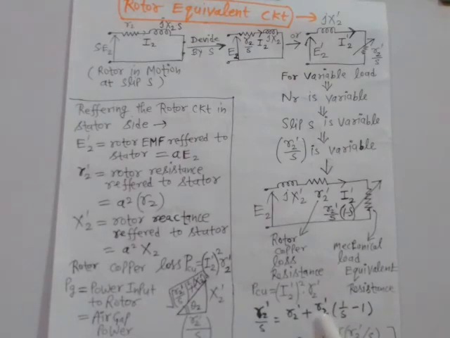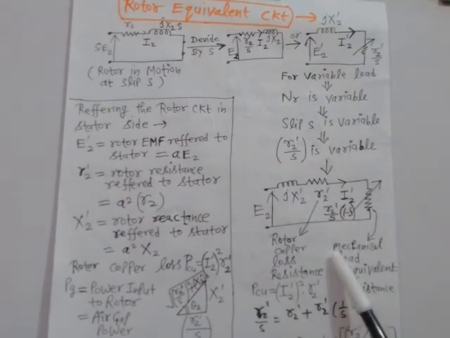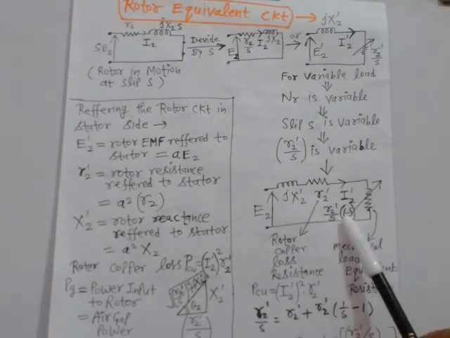Now what is this R2 dash into 1 by S minus 1, or basically R2 dash by S into 1 minus S? This is representing mechanical load. That's the simulation of mechanical load. So what is the mechanical load equivalent resistance of the 3-phase induction motor? It is R2 dash by S into 1 minus S, right?